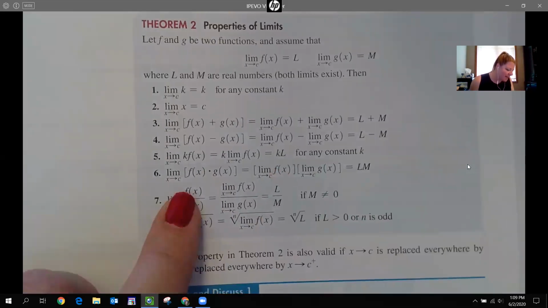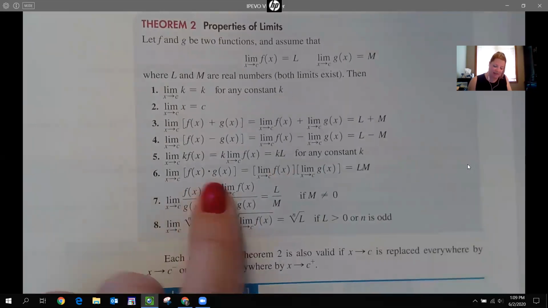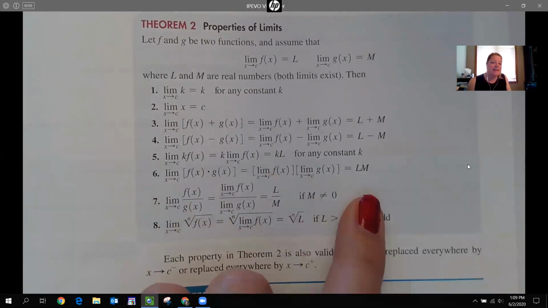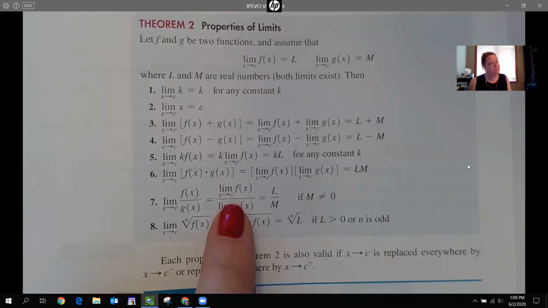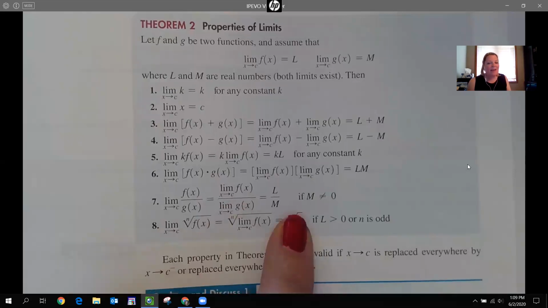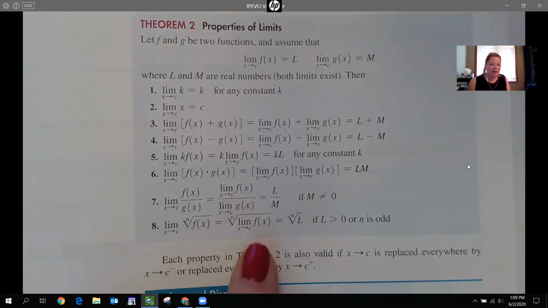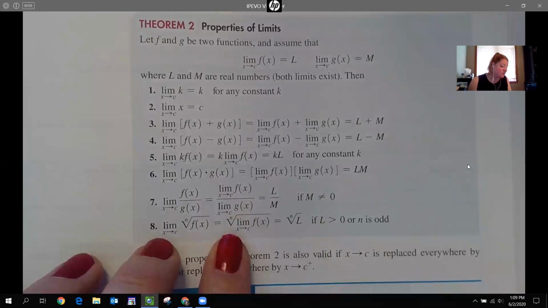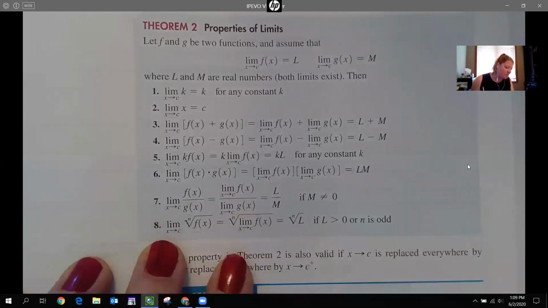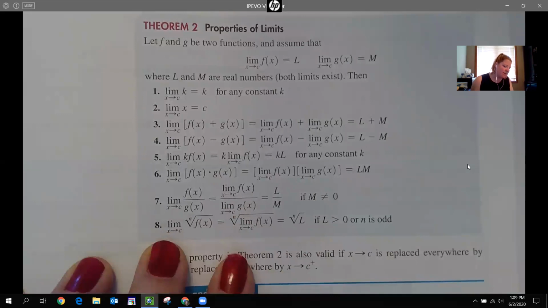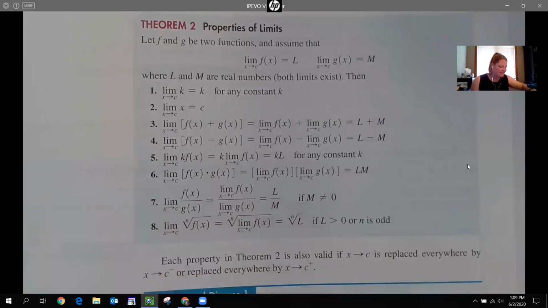Okay, if we're multiplying, same idea, we can split them up and multiply. If we're dividing, we can split them up as well. If we have a function under a square root sign, then we can also still do the limit under the square root sign.